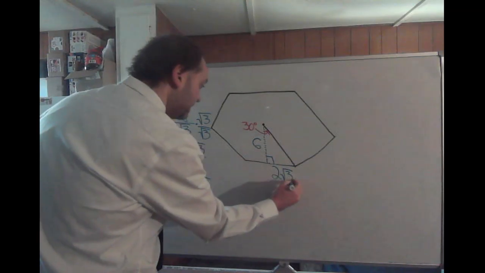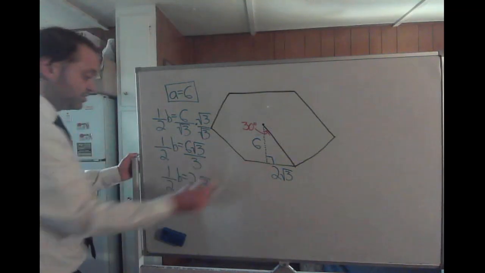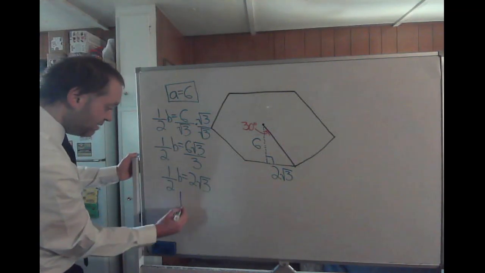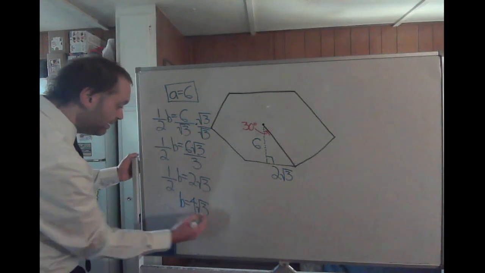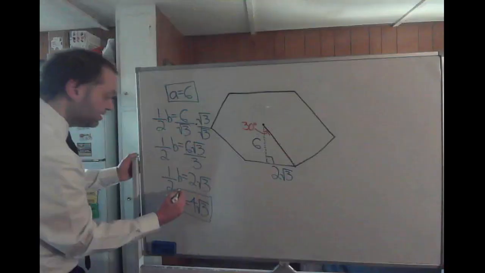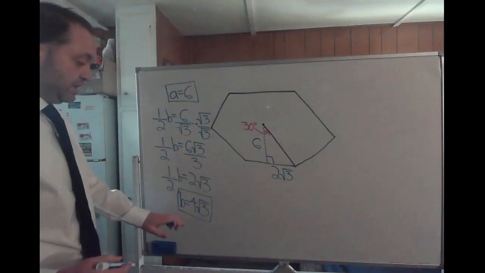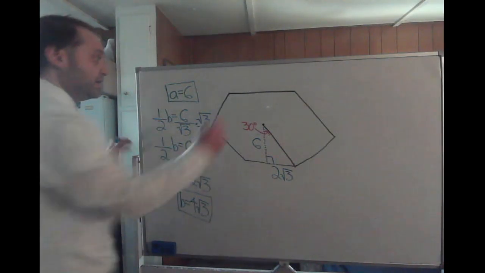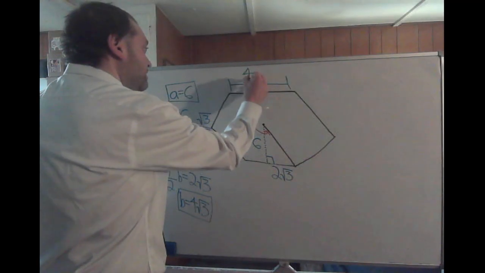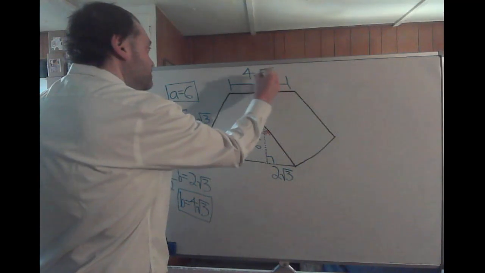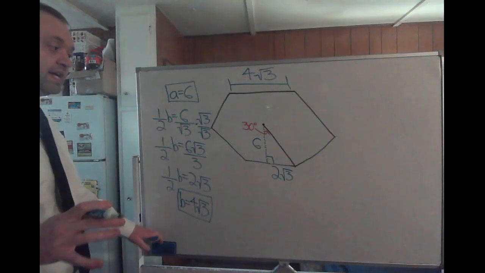Half the base is equal to 2 times the square root of 3. I'm going to put that here. Half the base is 2 times the square root of 3. So that means the base itself would be equal to 4 times the square root of 3. So we found the length of the base of this regular hexagon. I'm going to write that up here. Since it's a regular hexagon, all sides will be 4 times the square root of 3. So we've ascertained that now.